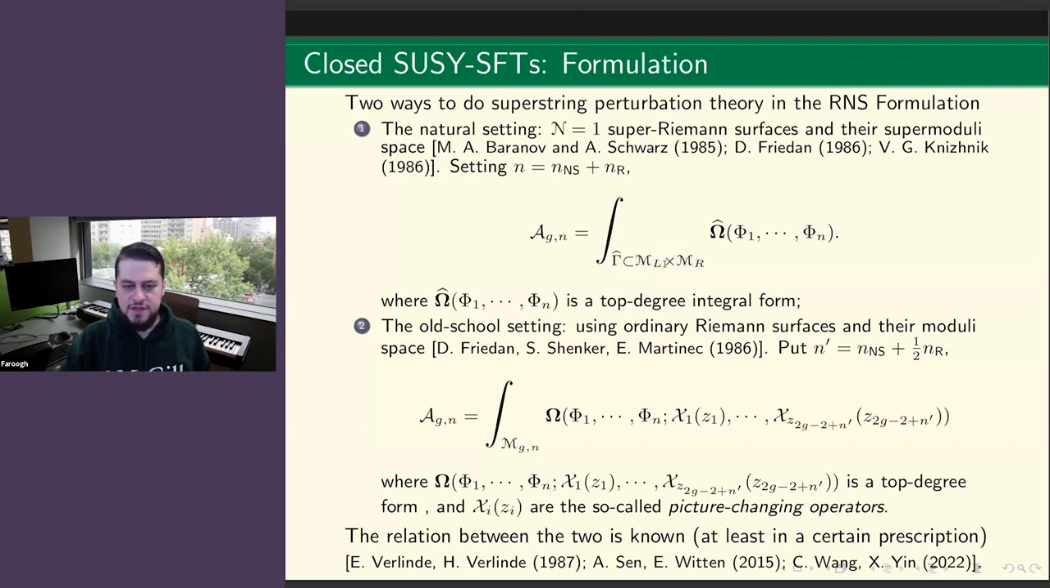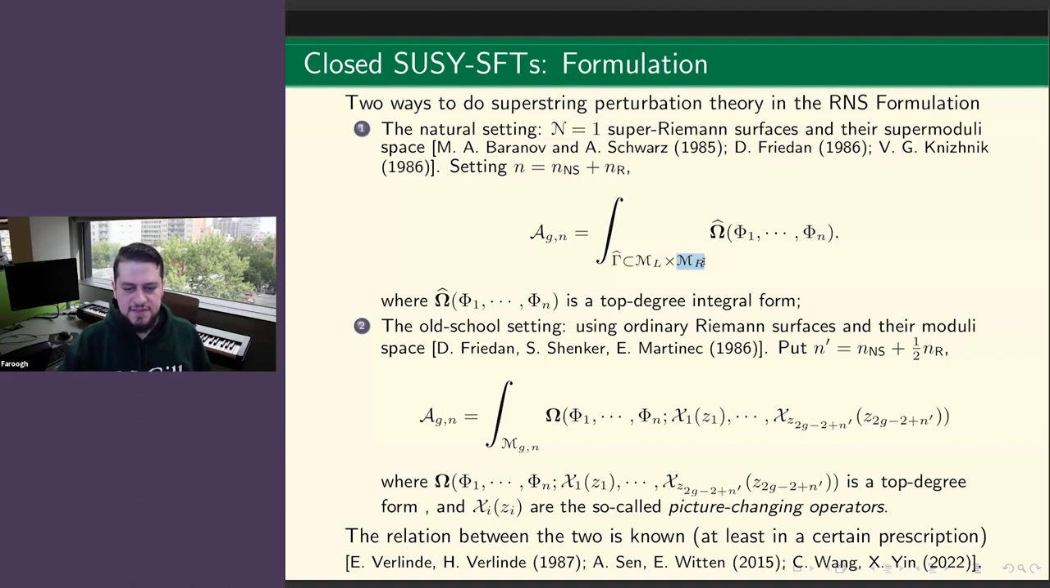M_L and M_R. This product space is such that M_L parameterizes the left moving sector of the theory, and M_R the same for the right moving sector. For example, for the heterotic string, M_L is just the usual ordinary moduli space, and M_R is an N=1 super moduli space. So we need to choose an integration cycle, and there are certain conditions. For example, when we reduce everything to the bosonic moduli, the complex structure of M_L should be the complex conjugate of the complex structure of M_R.